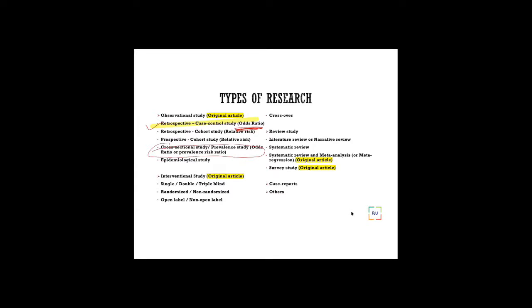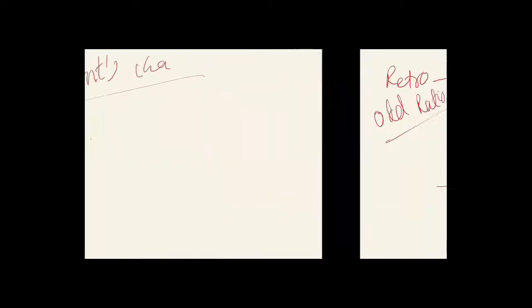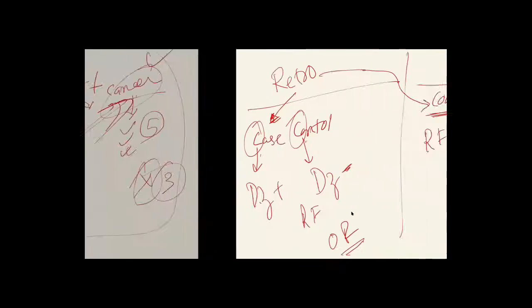Okay, let me show you some examples and write some of them so you will have an idea. Here I'm taking epidemiological studies.